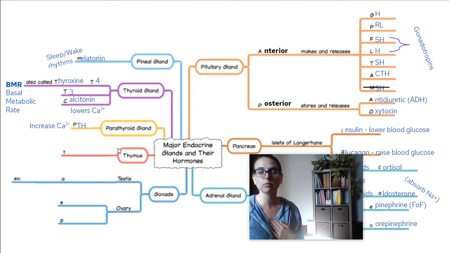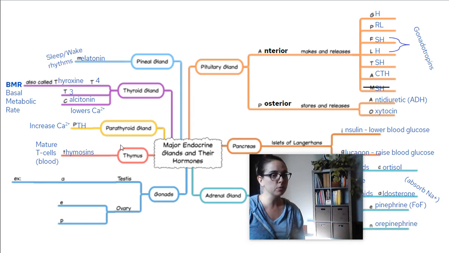My thymus sits right above my heart. It's right here. It's more active in adolescence, so individuals of your age, and it releases thymosins. And these are important for maturing your immunity.